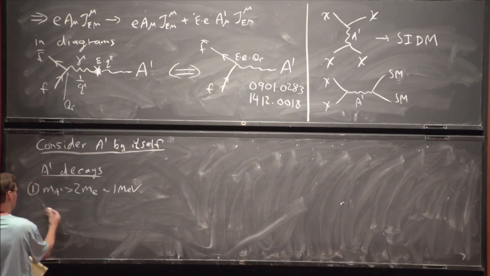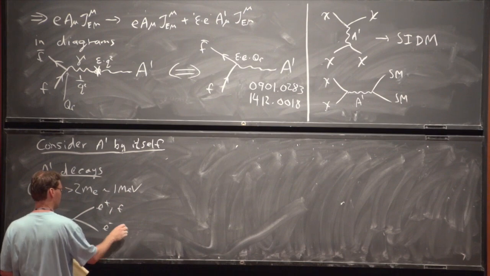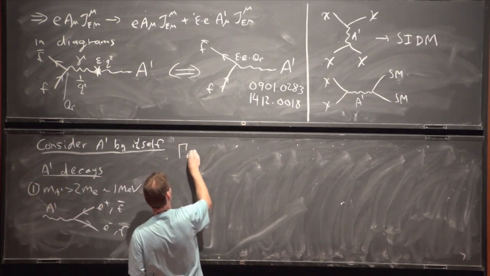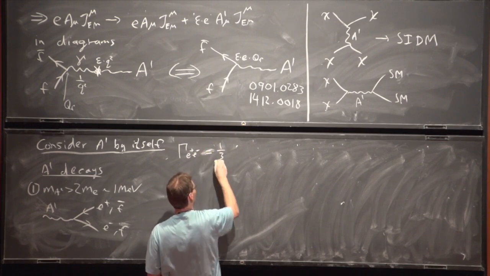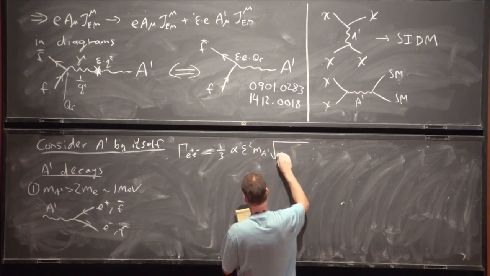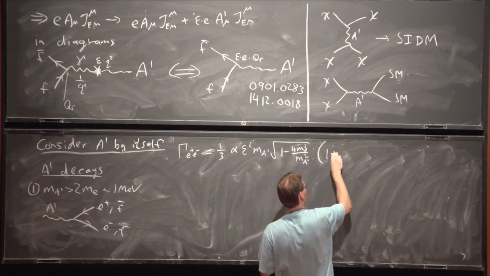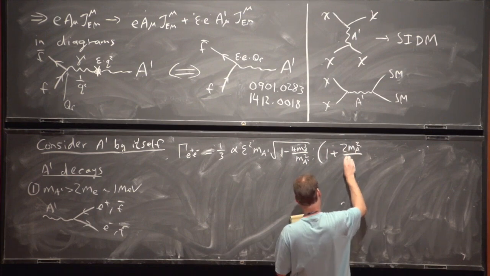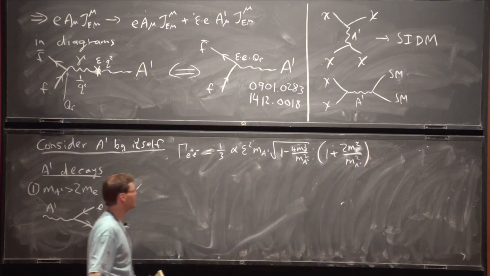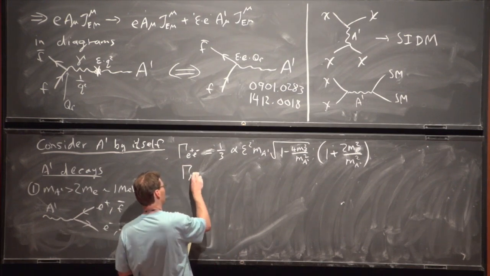In particular, above it, what you have is just a very simple decay to electrons and positrons, or any other standard model fermions that are electrically charged. And the decay rate is given by 1/3 alpha epsilon squared m_A', and then there are some kinematic factors. So that's the exact decay rate to electrons and positrons. Of course, for decay to muons, the expression is exactly the same, except that you replace the electron with the muon.